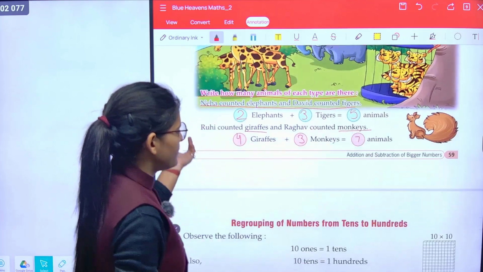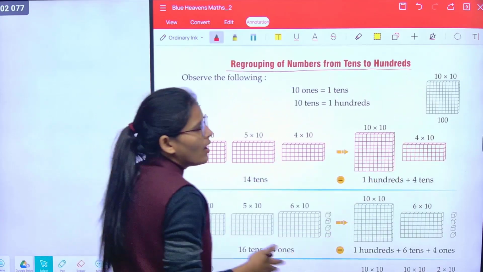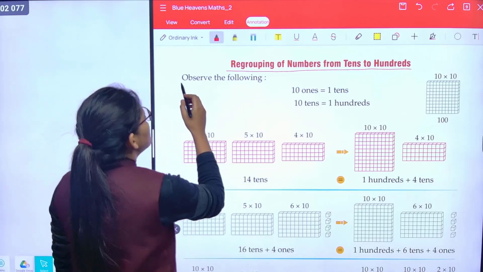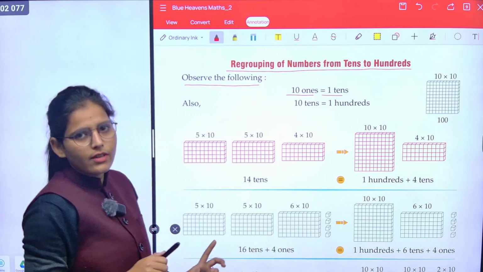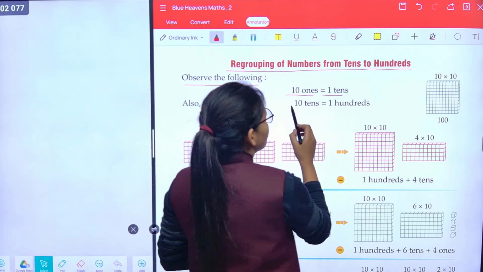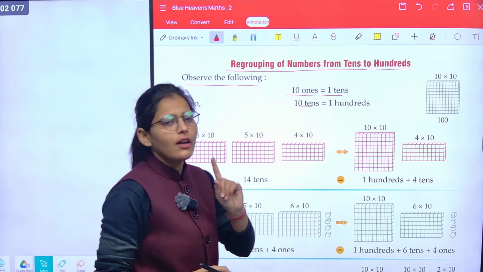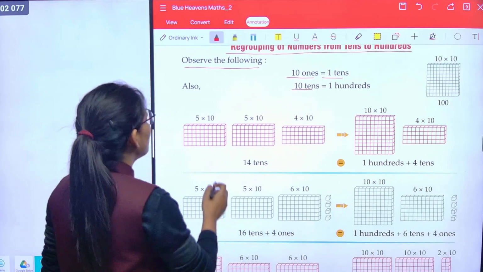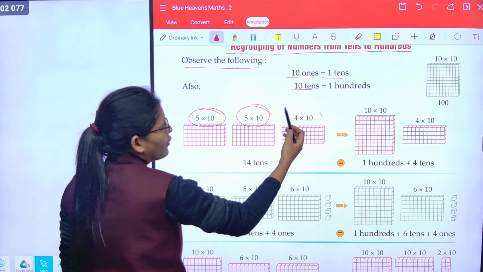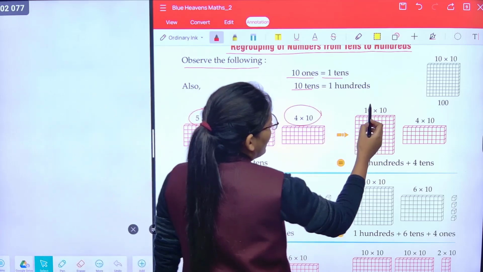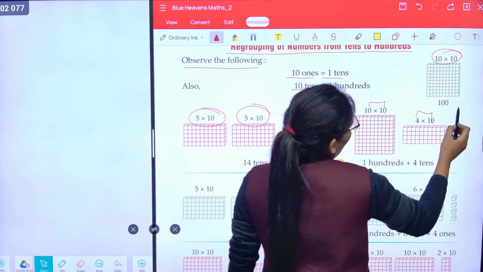Understand class? Now see, regrouping of numbers from tens to 100. Observe the following. 10 ones is equal to 1 tens. 10 tens is equal to 100. Now class, also 5 into 10, 50, and 4 into 10, 40. So 10 into 10, 100.